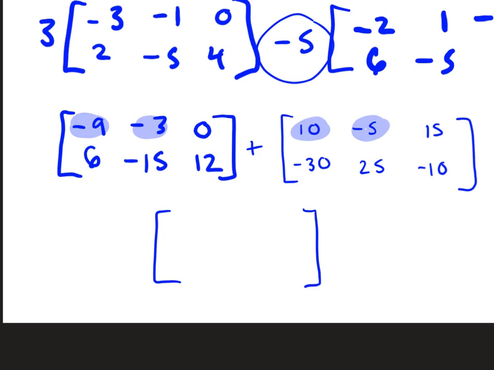So what's -9 plus 10? 1. What's -3 plus -5? -8. 0 plus 15? 15. What is 6 plus -30? -24. -15 plus 25? 10. And 12 plus -10? 2. So this is our answer.